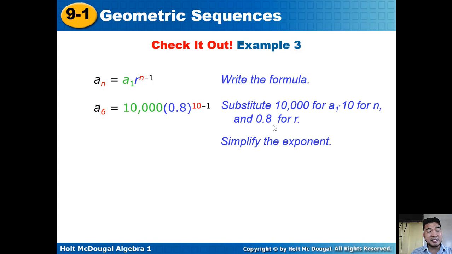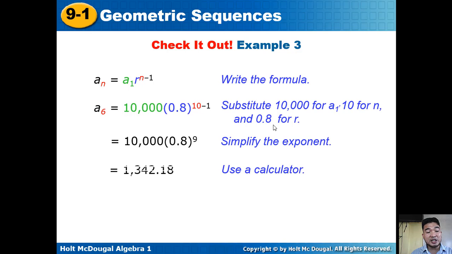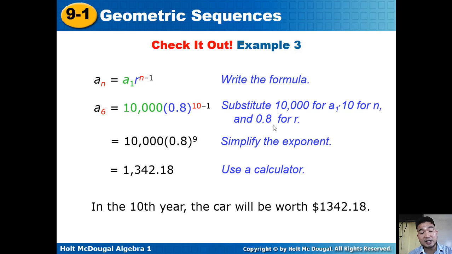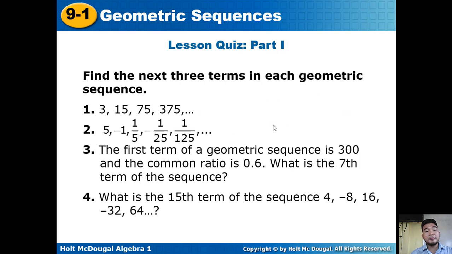And then by substitution, you will have that, then simplify the exponent. So you will have 10,000 times 0.8 raised to 9. Then using your calculator, you multiply and simplify the exponent. You will have 1,342.18. So that means that after 10 years, at the 10th year, the car will be worth 1,342.18 US dollars.